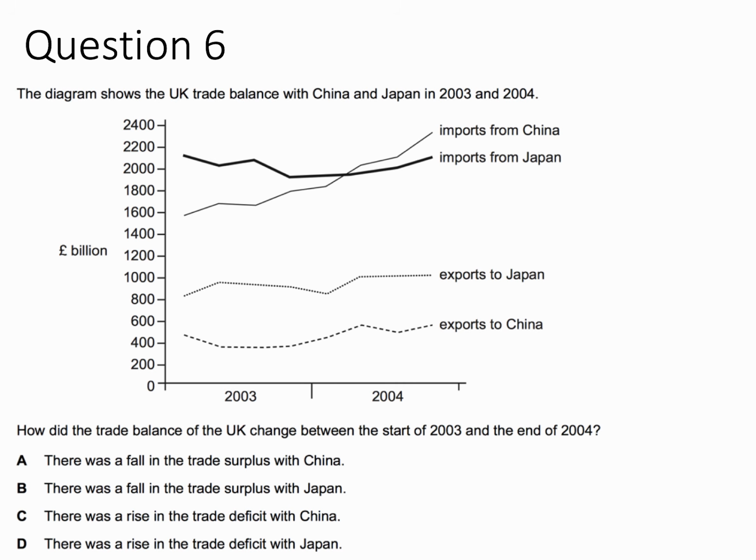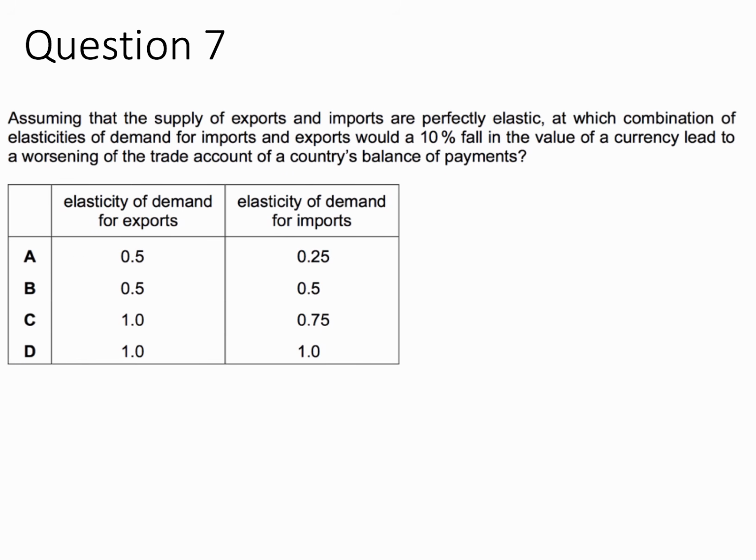And the answer to this question is C. Hopefully you got this right. You can see that the imports from China went up and our exports went up a little bit, but actually not as far. So our imports were rising faster than exports. So there was a trade deficit to start with. That would have got bigger. With Japan, our imports from Japan actually nudged down a little bit and our exports to Japan went up. So the trade deficit with Japan would have fallen. The answer is C. Time for one more question if you're still with us.